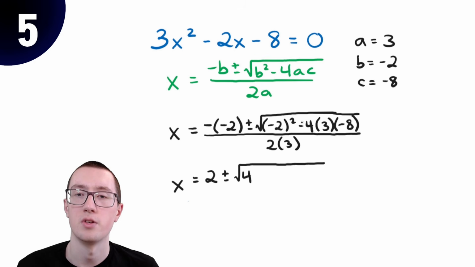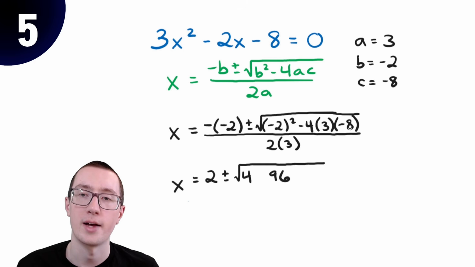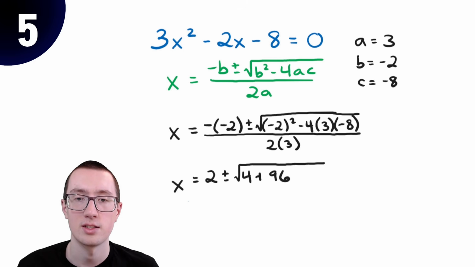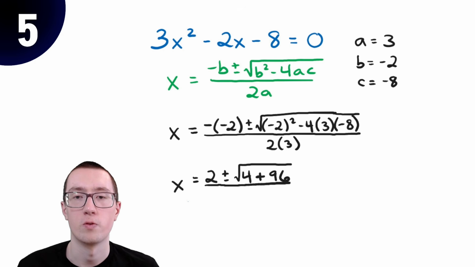And then here we have negative 4 times 3 times negative 8. Well, you could put this in your calculator if you wanted. 4 times 3 times 8 would be 4 times 3 is 12, times 8 is 96. But in this case, we actually have two minus signs. We have a minus sign on the 4 and a minus sign on the 8. Two minuses make a positive, so it's going to be plus 96. And then that's going to be over 2 times 3, which is 6.